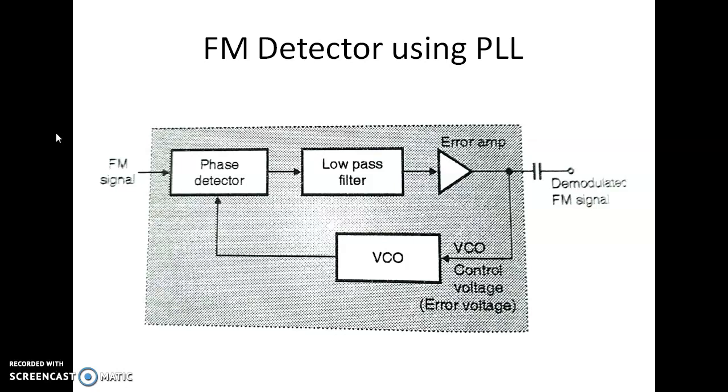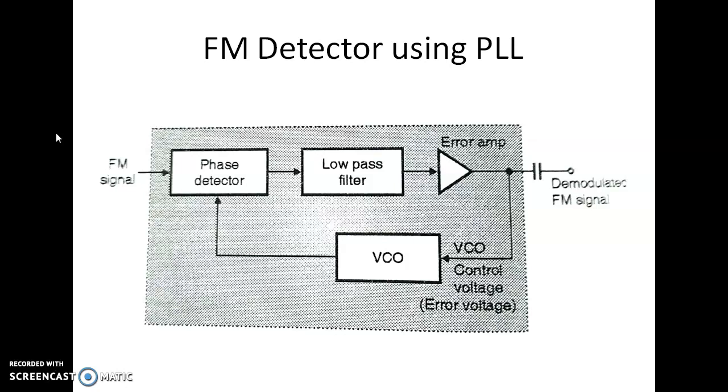The FM demodulator using PLL ensures a highly linear relationship between the instantaneous input frequency and the voltage control voltage, that is the error amplifier output.